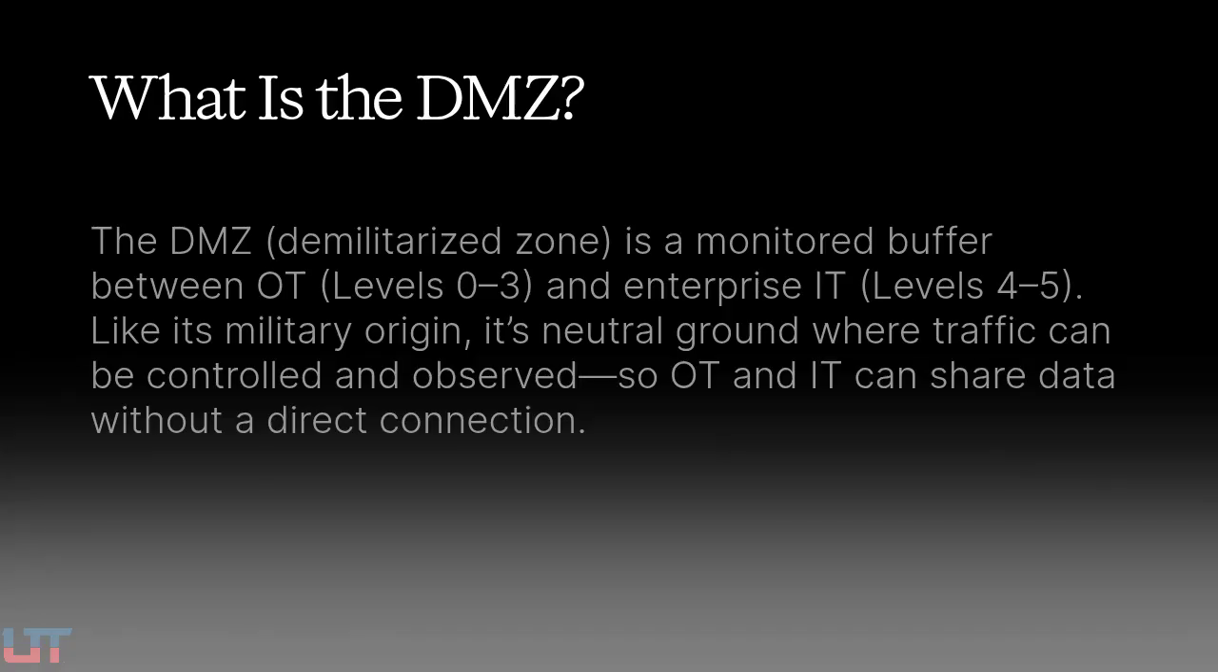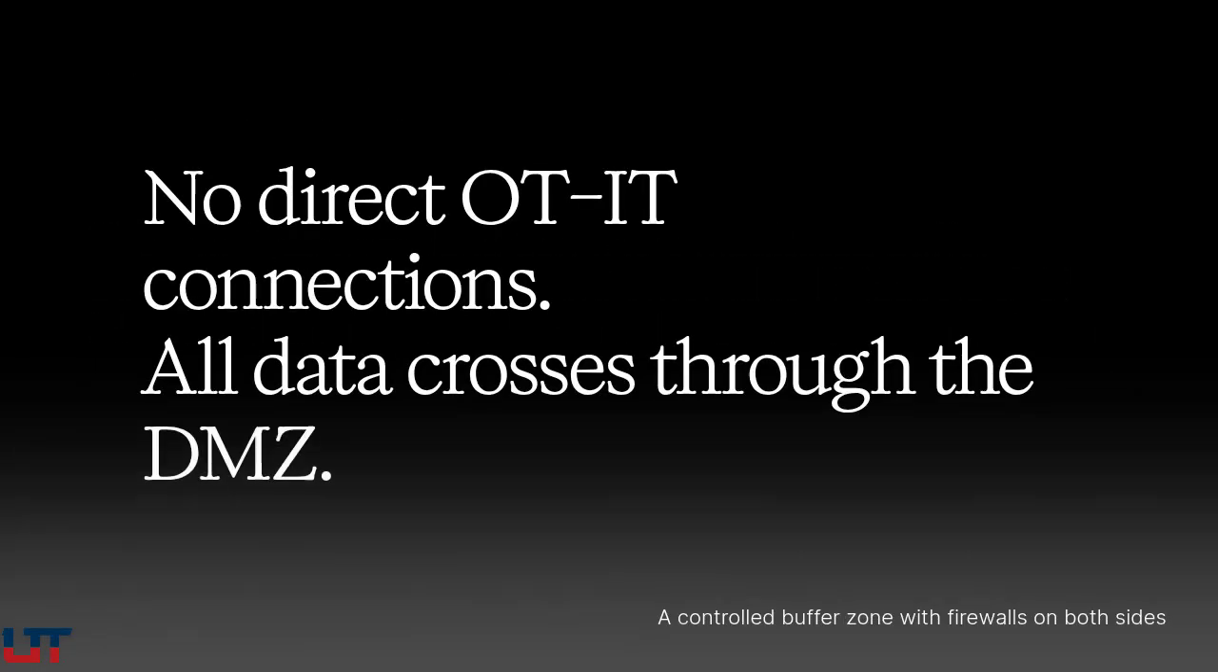The DMZ, demilitarized zone, sits between the OT environment, levels 0 through 3, and the enterprise network, levels 4 and 5. The term comes from the military concept of a buffer zone between two opposing sides, neutral ground that neither side controls directly, where activity can be monitored. In a network architecture, the DMZ is a controlled buffer zone with firewalls on both sides, one between the OT network and the DMZ, and another between the DMZ and the IT network.